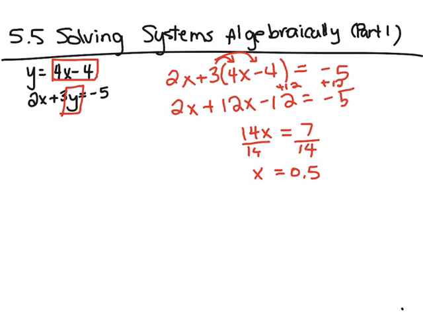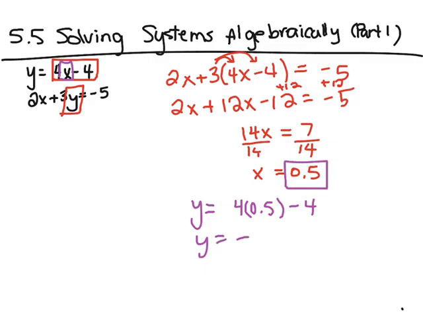Now to solve for our y, we're going to substitute in for x into one of our equations. You could substitute into either one of them and it will work. So y is equal to 4 times 0.5 minus 4. y is equal to 4 times 0.5 is 2, minus 4 is negative 2. So the point that satisfies our equation is (0.5, negative 2), when x equals 0.5 and y equals negative 2.